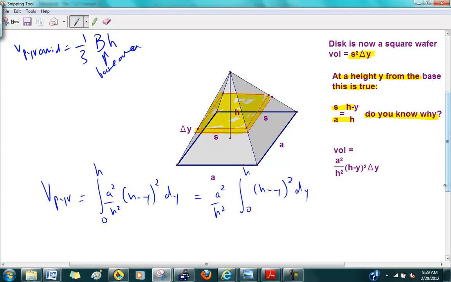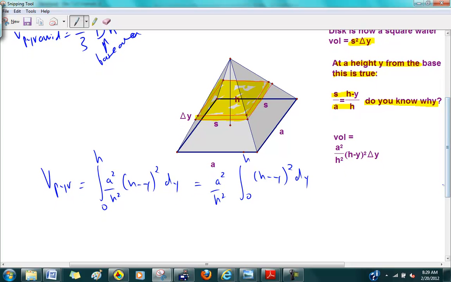Let's see, how do you want to do this integration? Do you want to do it by foiling (h minus y) quantity squared and then doing each one of the pieces? Do you want to do a u sub? My tendency is to do a u sub. That's what I would do. So I'm going to do a u sub. Let's just do it, see if it works. If it doesn't, well, we'll go back and redo it.